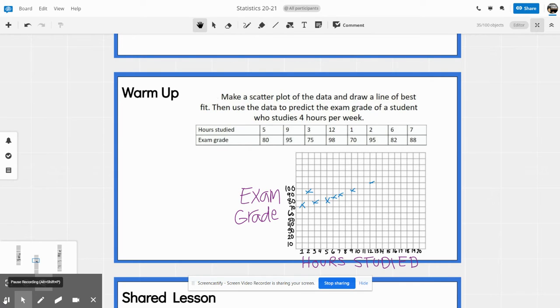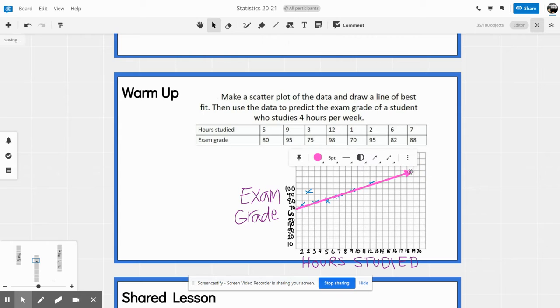All right, now that my data is plotted, I'm going to draw my line of best fit. So make sure that you have a straight edge to use and start around where your data is starting and try to get as many points on or as close to that line as you can. Should look something like this. So there's my line of best fit.